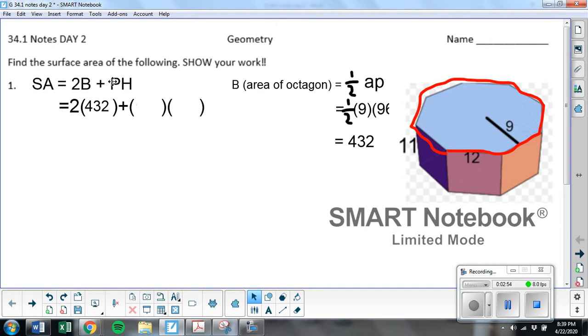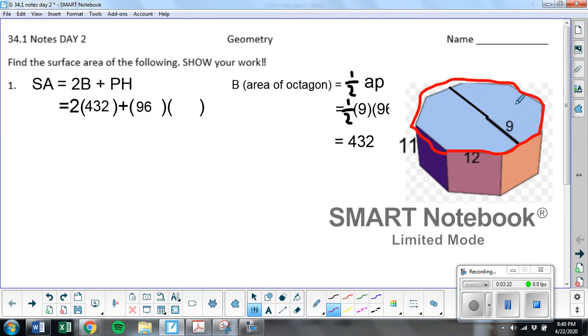Next is P. P stands for perimeter of the base, which we've actually already done because it's this red part. And you've already had to find the perimeter of the base. 12 plus 12 plus 12, 8 times. 12 times 8 was 96. Height. Height is not 9. Height is not 18. Height is the distance between the two bases.